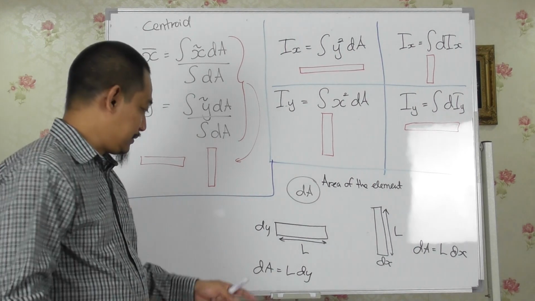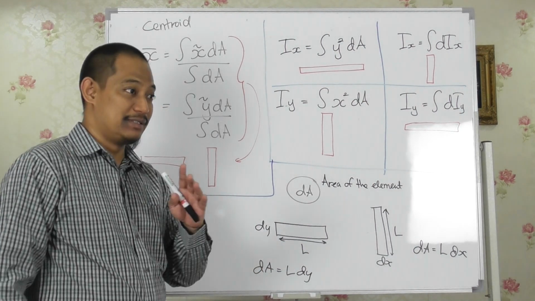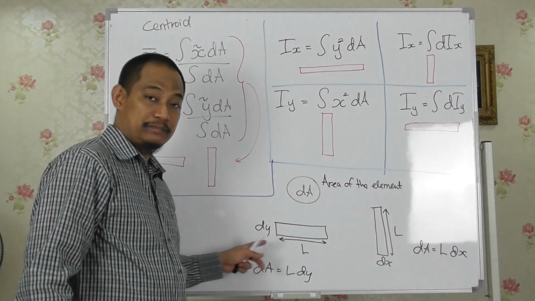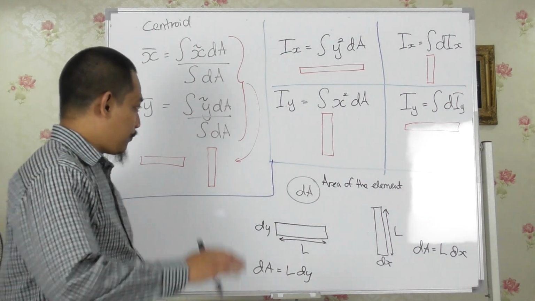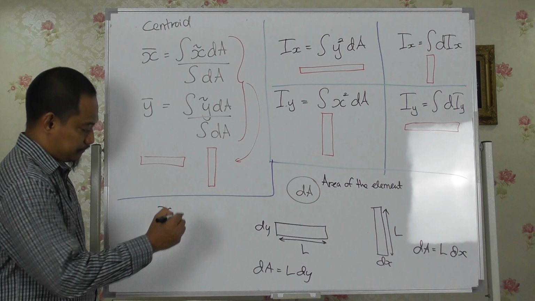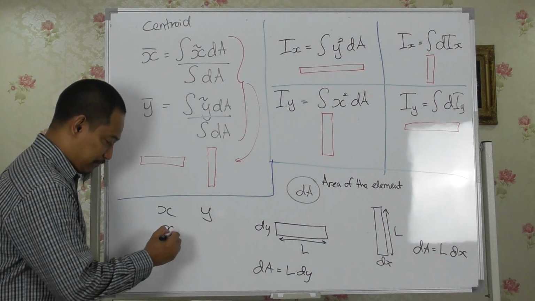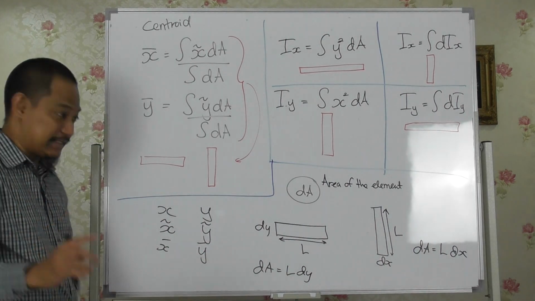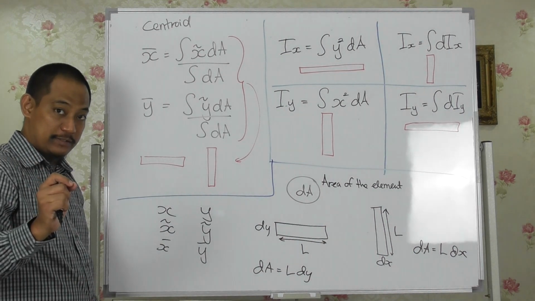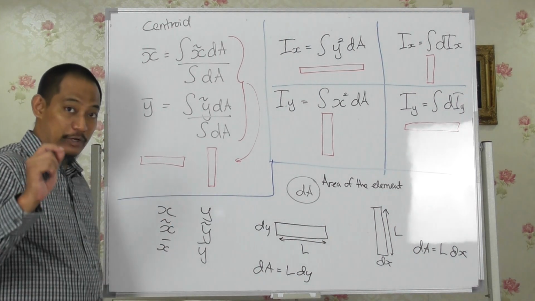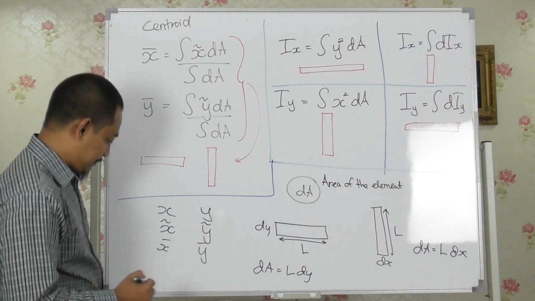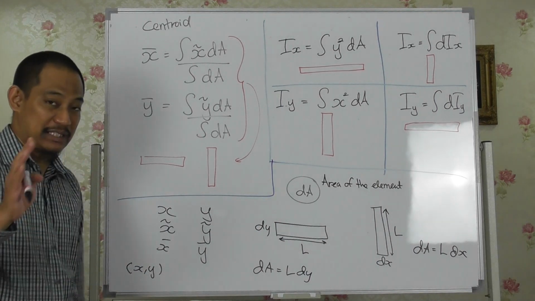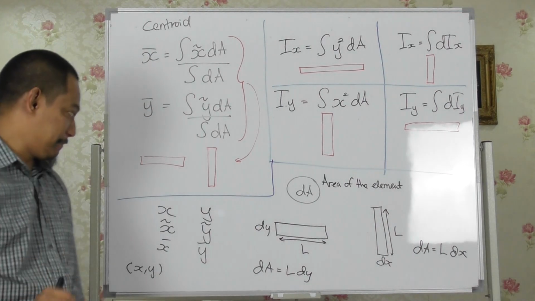However, in application, this L sometimes I notice produces some confusion for some students. L is actually length. Now, when you deal with x or y or x wave or y wave or x bar or y bar, understand that all of these are coordinates. I repeat, all of these are coordinates, x coordinate and y coordinate. So when you write x, y, it is the x coordinate and y coordinate. X and y is never a length, it is a coordinate, right?